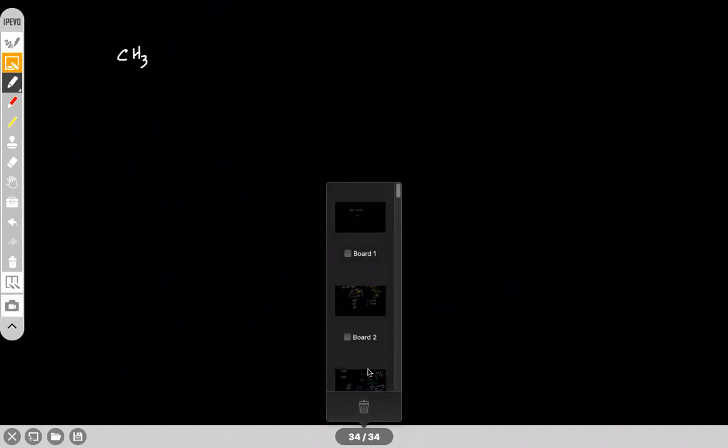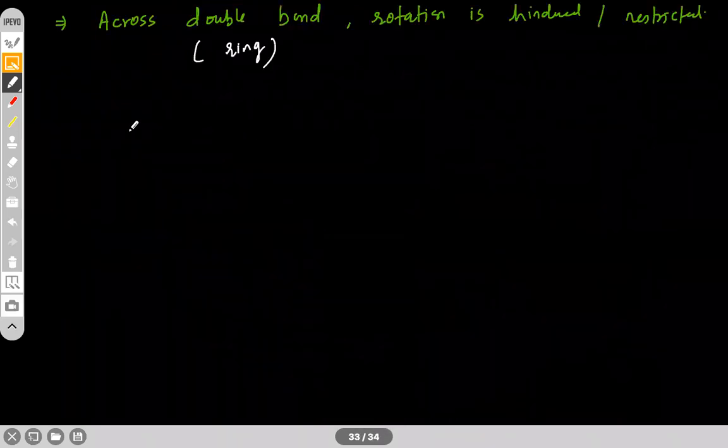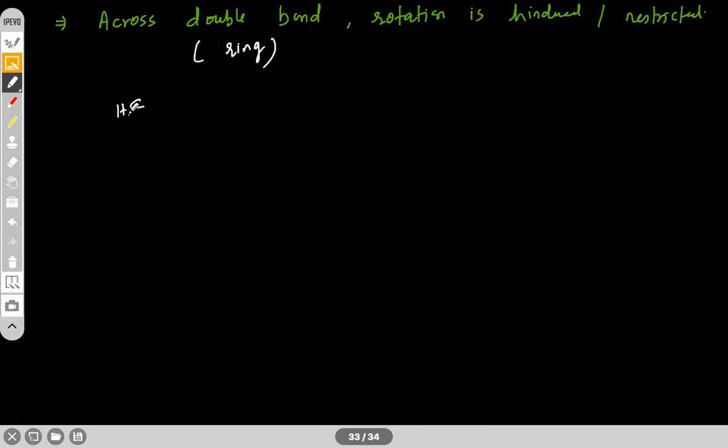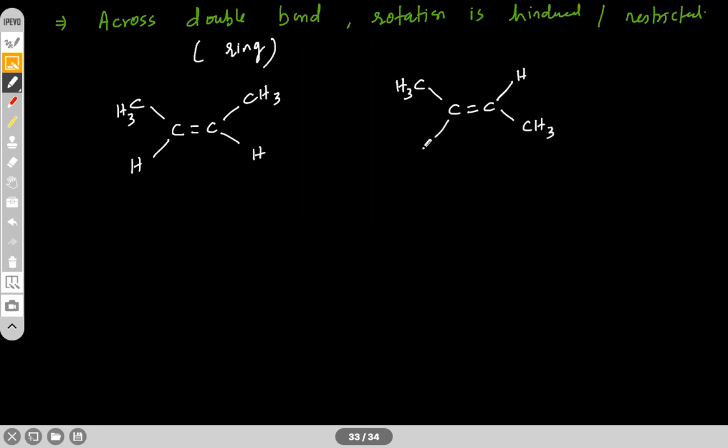Okay. Now the same example I'll take to make you understand one more thing. Suppose we have taken CH3, C double bond C, CH3, H and H. And the other one: C double bond C, with H here, CH3 here, and CH3 and H on the other carbon.